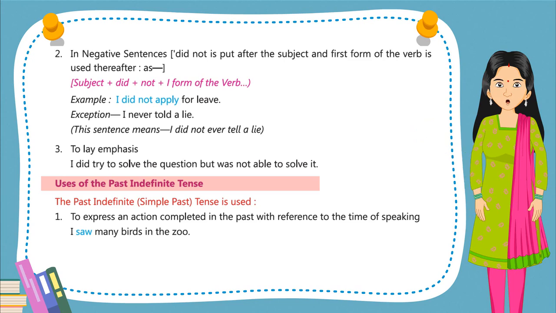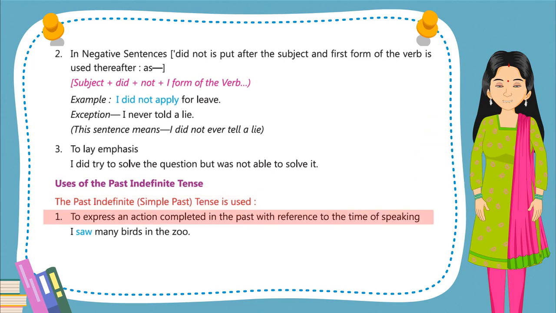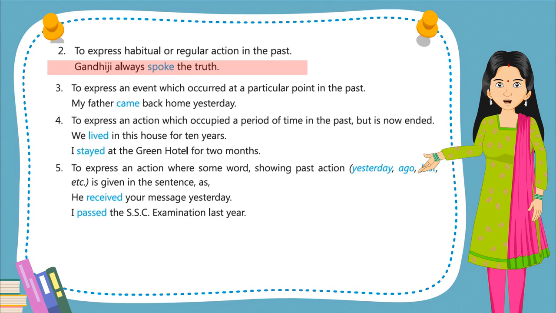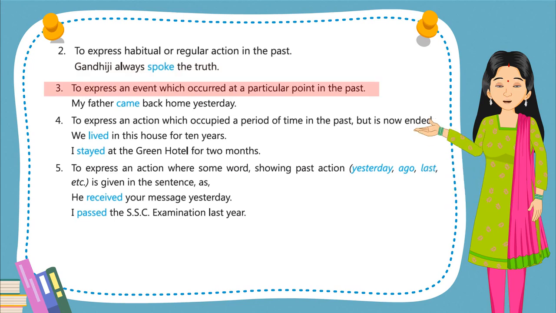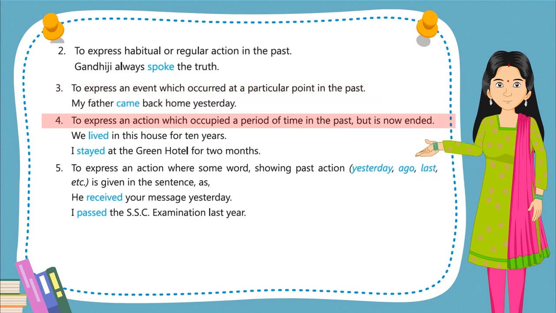Uses of the past indefinite tense. The past indefinite, simple past tense is used: 1. To express an action completed in the past with reference to the time of speaking. I saw many birds in the zoo. 2. To express habitual or regular action in the past. Gandhiji always spoke the truth. 3. To express an event which occurred at a particular point in the past. My father came back home yesterday.